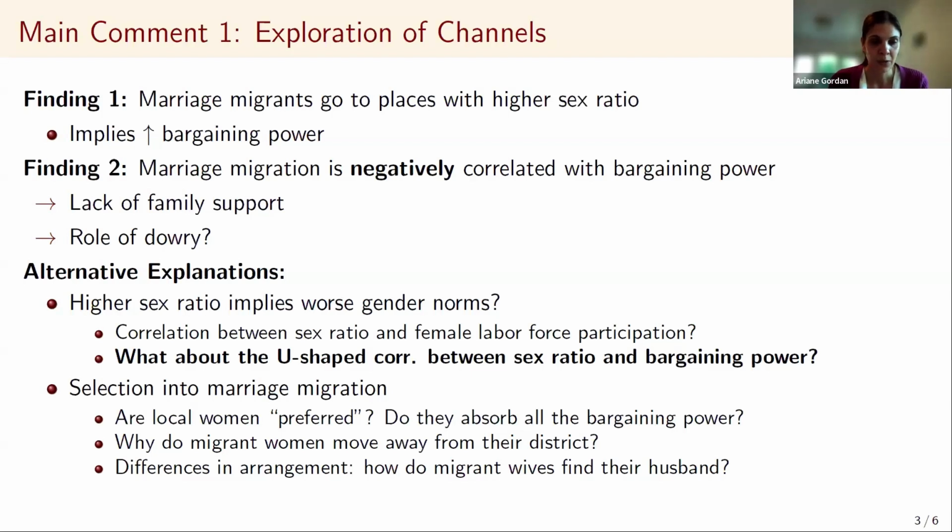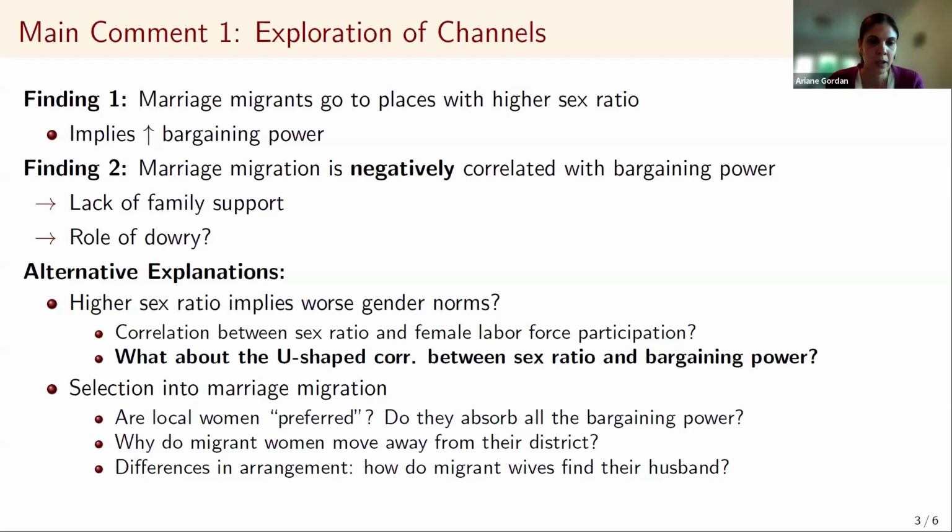And then something you also, I think, addressed a little bit, especially at the end, is the selection into marriage migration. And what I was thinking about is if still, even in those places, women have a higher bargaining power, but it is actually just absorbed by the local women, because local women somehow are preferred, whereas migrant women have some traits that are less preferred. And so maybe there's a difference between the type of women in that same place.